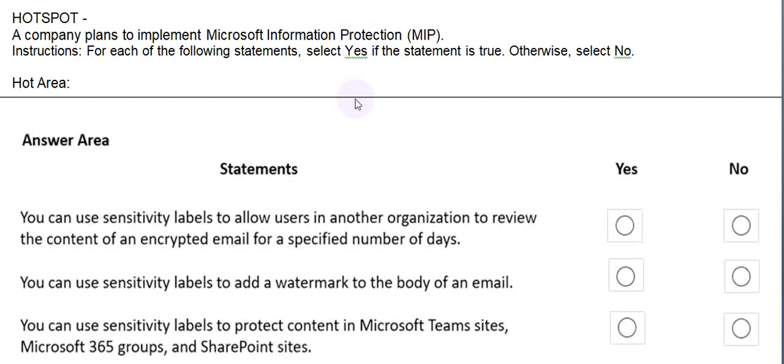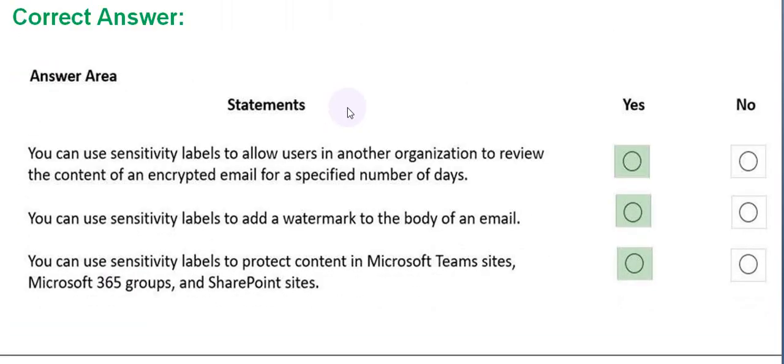Moving towards the next question. Hotspot. The company plans to implement Microsoft Information Protection. For each of the correct answers, select yes if the statement is true, otherwise select no. Please have a look at the statements. Now look at the answers.